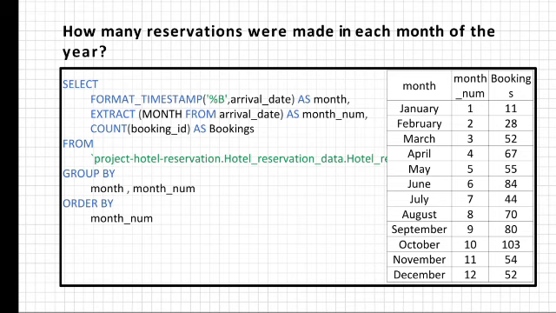If we look at the data set over a complete year, month wise, I found that October has the most bookings with 103, followed by September. So this is the finding of how many reservations have been booked in each month.